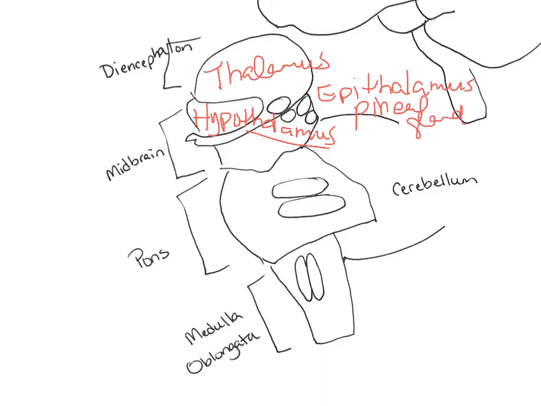So let's go over what each one of those things do. Let's start with the epithalamus, which contains the pineal gland. Do you remember what the pineal gland secretes? It secretes melatonin, and what does melatonin do?